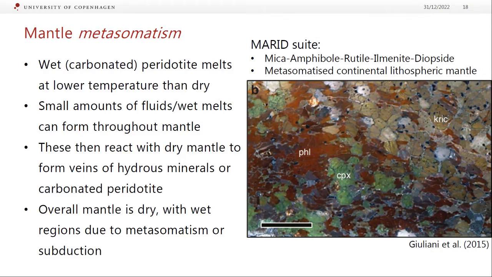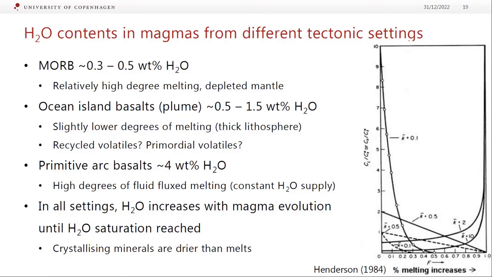So the main point I'm trying to make here is that broadly the mantle is pretty dry, but we have these local wet regions either due to subduction zones or these metasomatic melts that are moving around at very small melt fractions. Okay. So if we look at the water contents in magmas from different tectonic settings, mid-ocean ridge basalt, it's coming from depleted mantle, so we don't get much water, 0.3 to 0.5 weight percent H2O.